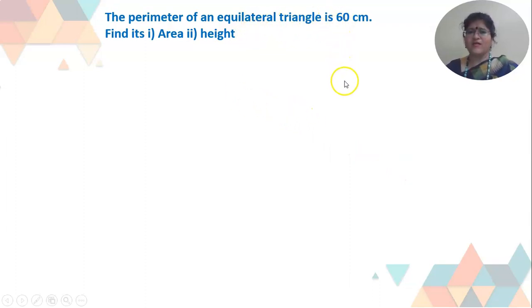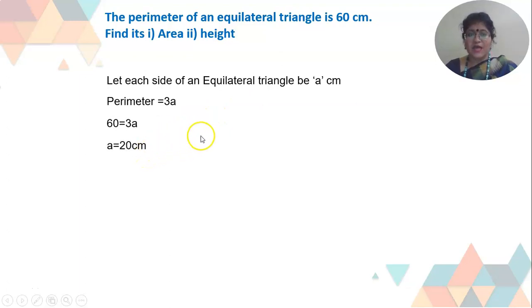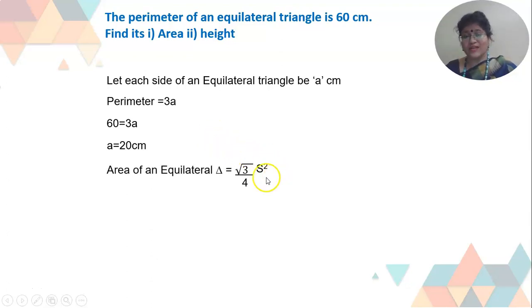A different question where the perimeter of an equilateral triangle is given as 60 and you have to find the area and height. So here let us assume that each and every side is a centimeter, and since the perimeter is known, we know the formula that it is 3a. We'll calculate the value of a, which you get as 20 centimeter. Now all the 3 sides are 20, but we already know the area of the equilateral triangle, that is root 3 upon 4 side square. Use this formula and substitute the value of s as 20. So 4 into 5 is 20, so you get the answer as 100 root 3.